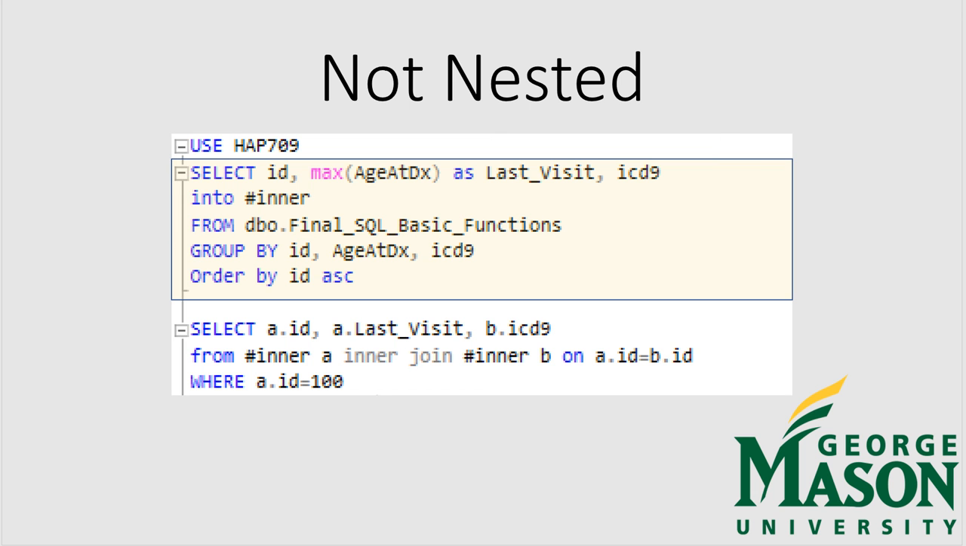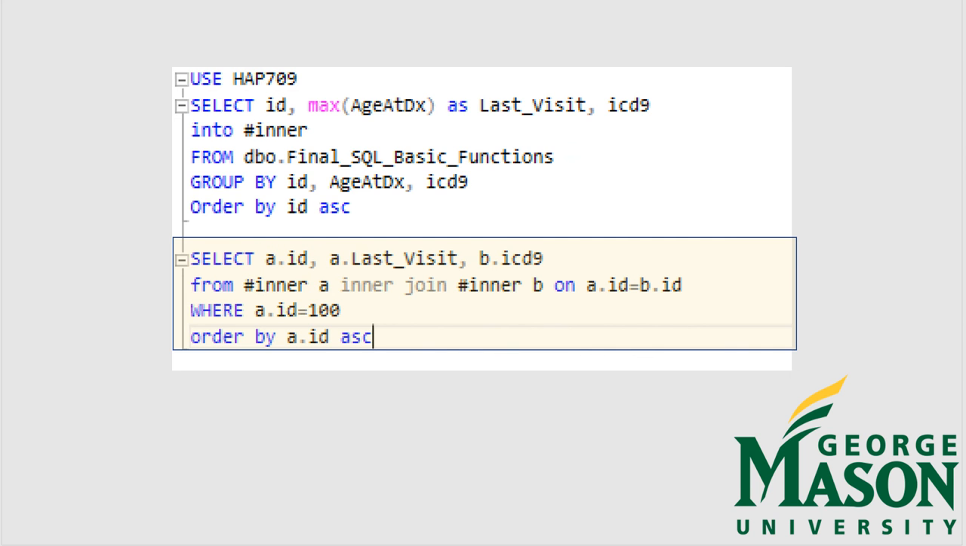The highlighted section is the first step that finds that last visit for a patient, which I chose to use patient with ID 100. Note that we put the columns into a temporary file called inner. You will see in the next few steps why we do this.